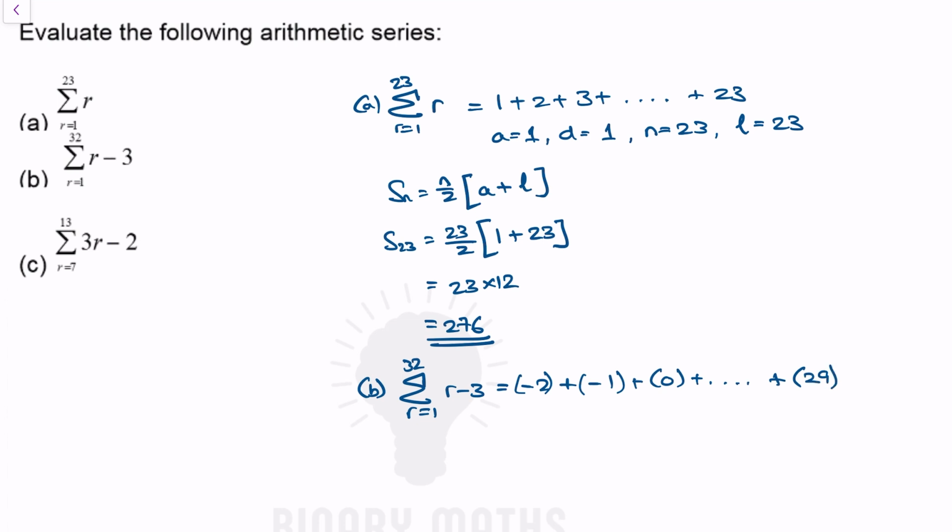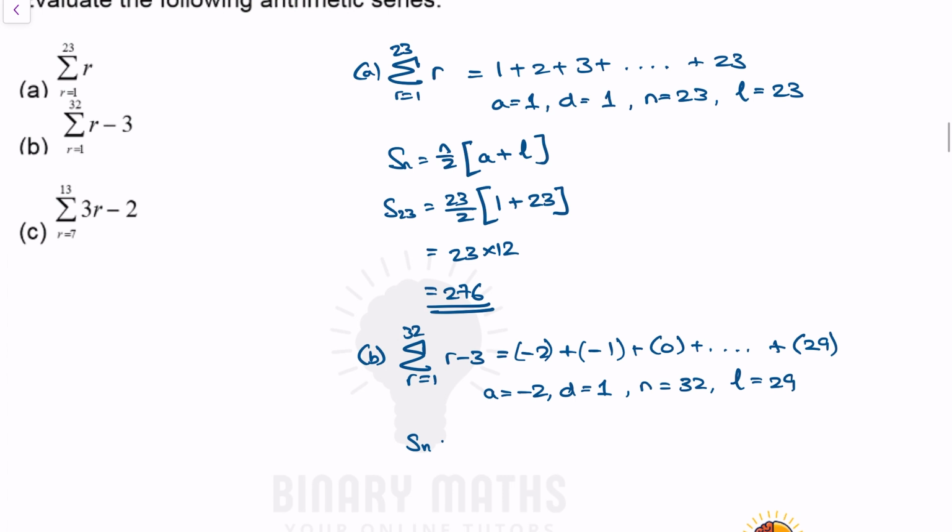Okay, so here we know it's an arithmetic series because a is equal to minus 2. The common difference is 1. You know n is equal to 32 values. And you even know l is equal to 29. So you can use either version. Just to show you, there are two different ways. Let's use the first formula for Sn, which is n over 2 times 2a plus n minus 1 times d. So we're trying to work out S of 32, which is equal to 32 over 2 times 2 times minus 2 plus 32 take away 1 times the common difference, which is 1.